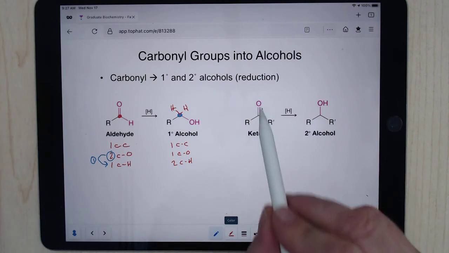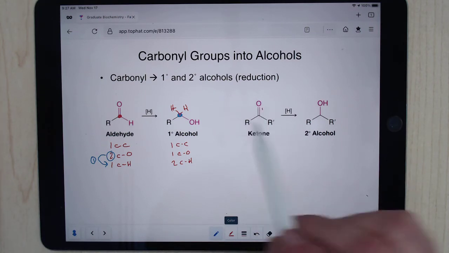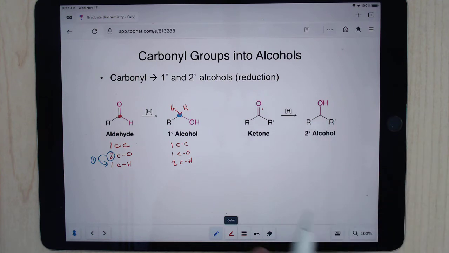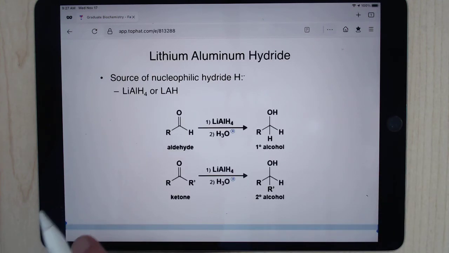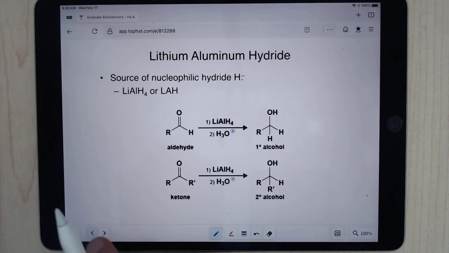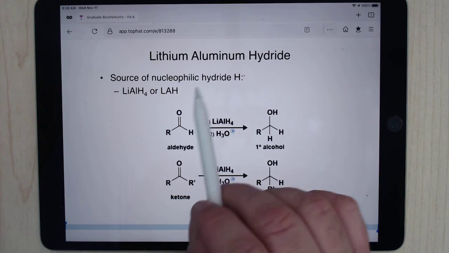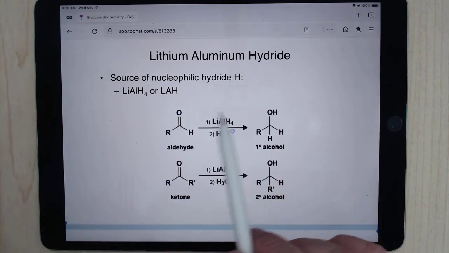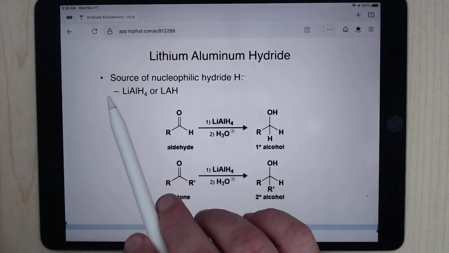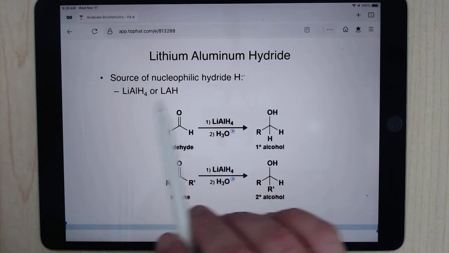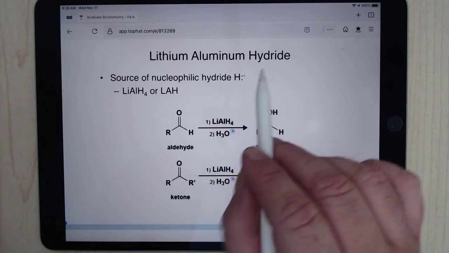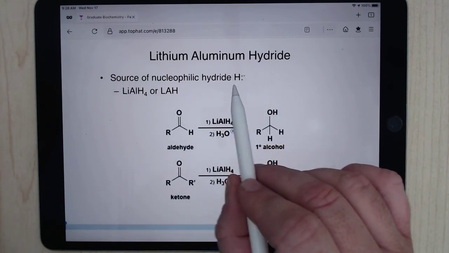Same thing here. We're going from 2 CO bonds to 1. Okay, we're doing the reduction. Now the way this has to work, the reason why I brought up that mechanism is the fact that we're going to be using hydrogen as a nucleophile. One of the ways to do this is lithium aluminum hydride, or LAH. This is a source of H minus.